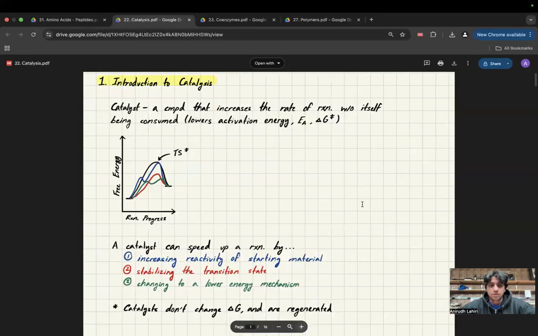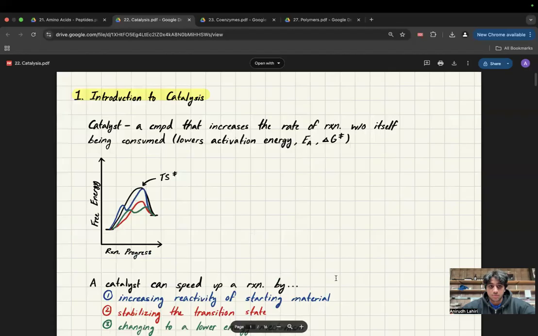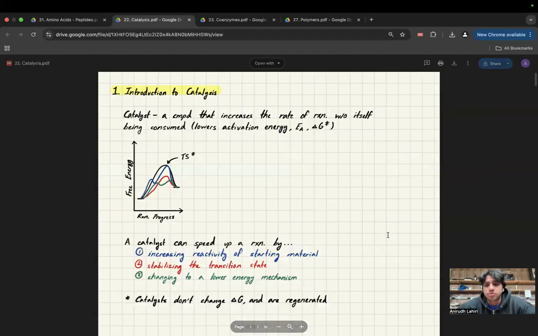All right. This is catalysis. So a catalyst is just a compound that increases the rate of reaction without being consumed itself. So it lowers activation energy, the delta G of the transition state. It's important to note that it doesn't alter the thermodynamics, right? It doesn't change delta G. It doesn't change KQ. It doesn't change delta H. It only alters E sub A, the activation energy, and all the transition state values.